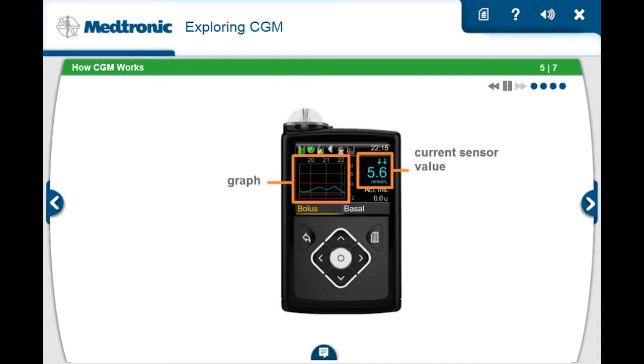Your pump displays sensor data on the home screen in two ways, as a graph and as a sensor value. The sensor value is updated every 5 minutes. You'll learn more about your CGM display in the Keys to Success course.